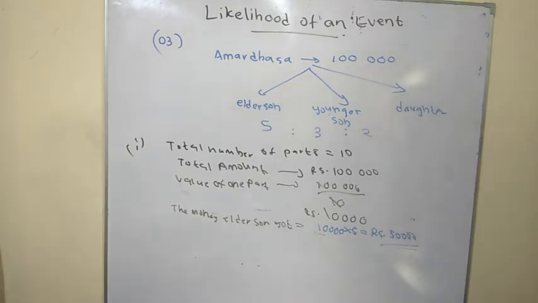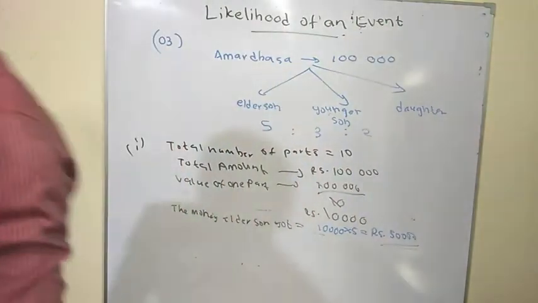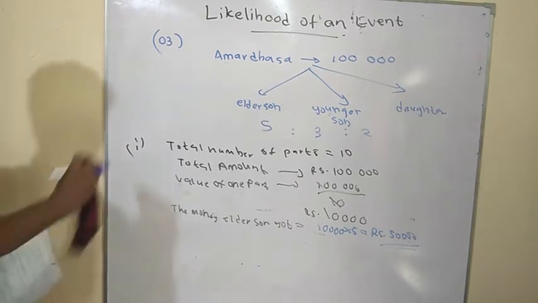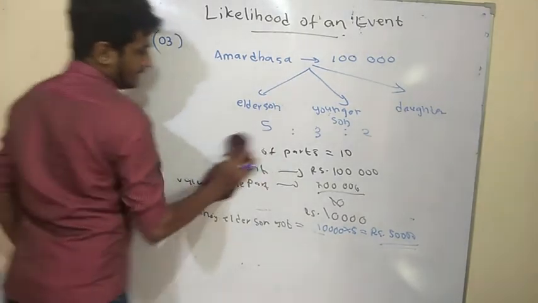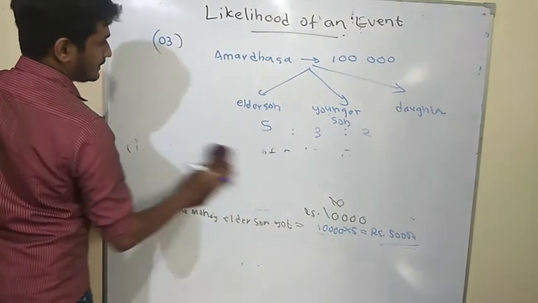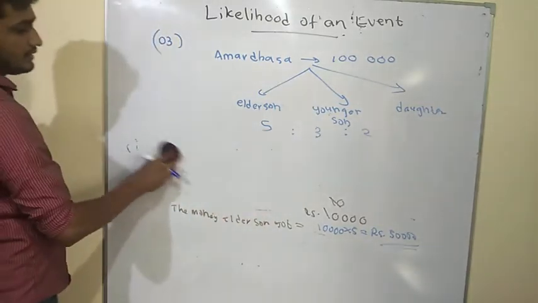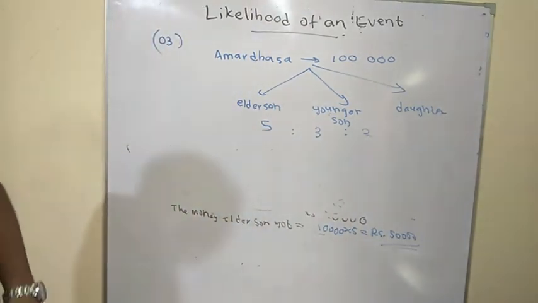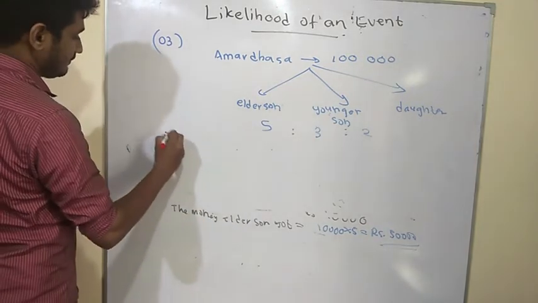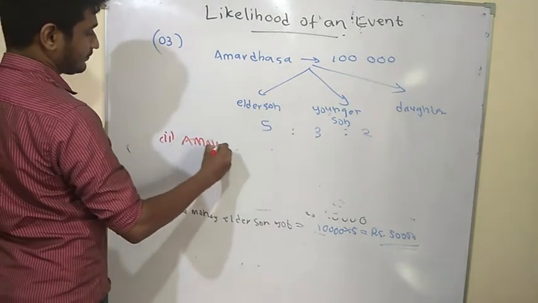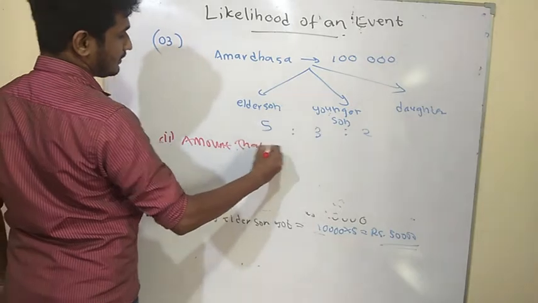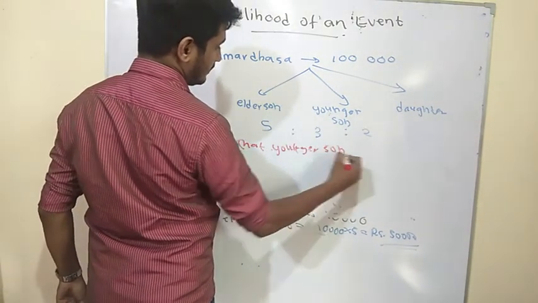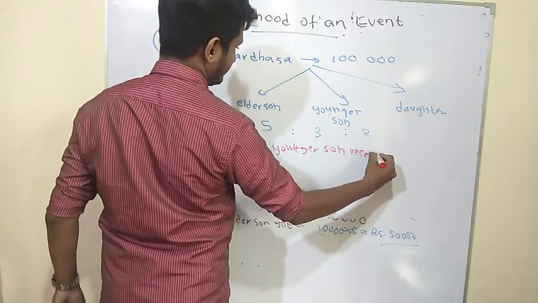Right, I am moving to number 2 now. How much money did the younger son receive? Now, the younger son received how many parts? He received 3 parts. The value of one part is 10,000 rupees. The amount that the younger son receives, very easy.